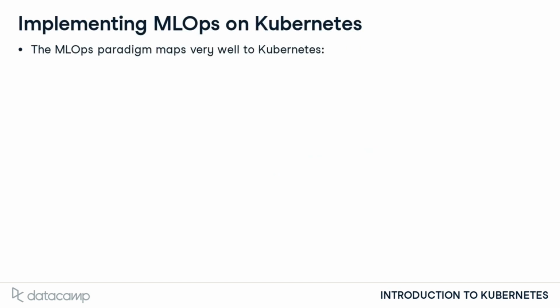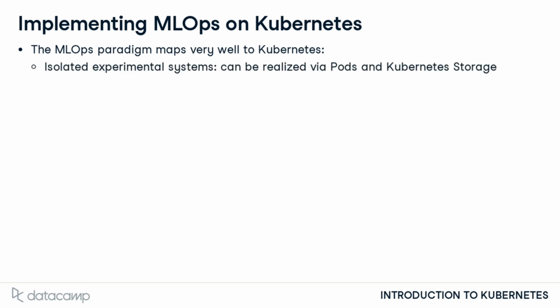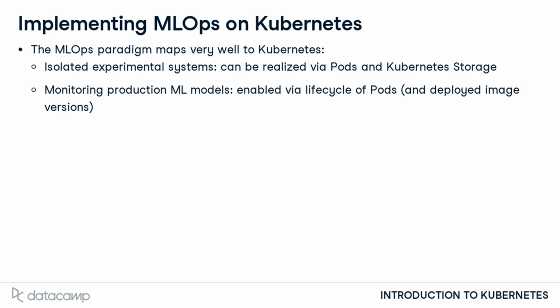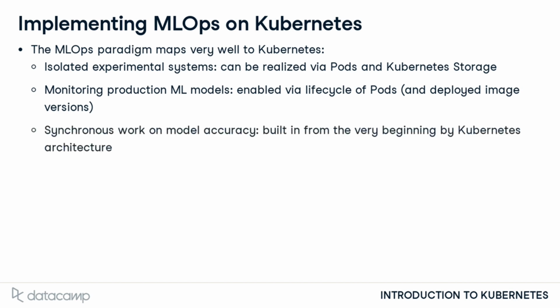Now, this paradigm of MLOps maps very well to Kubernetes. The isolated experimental systems that we need for development and testing can easily be realized by pods and Kubernetes storage, of course. We can monitor our productive ML models easily by following the lifecycle of our pods, together with the images we have deployed. We can also work synchronously as a team on model accuracy, as this is enabled from the very beginning by the architecture of Kubernetes.